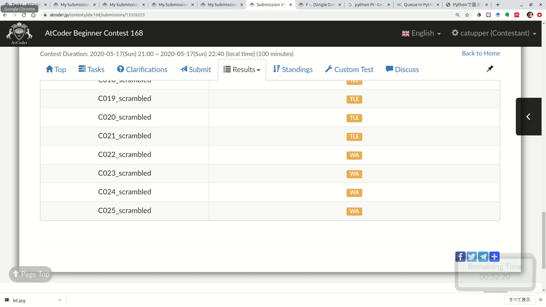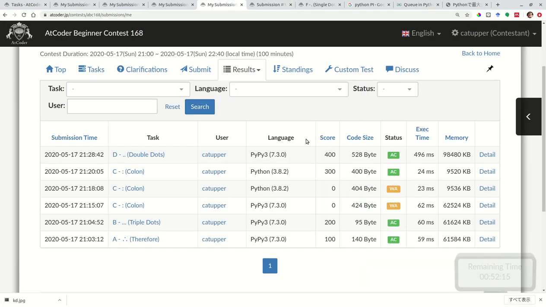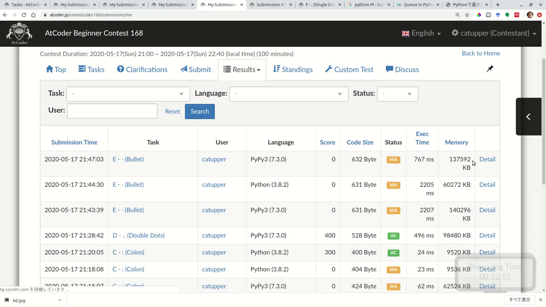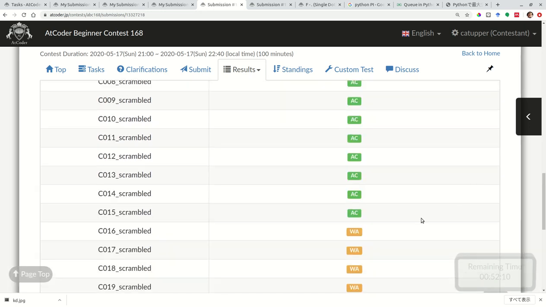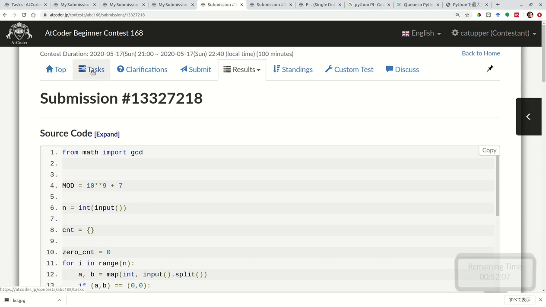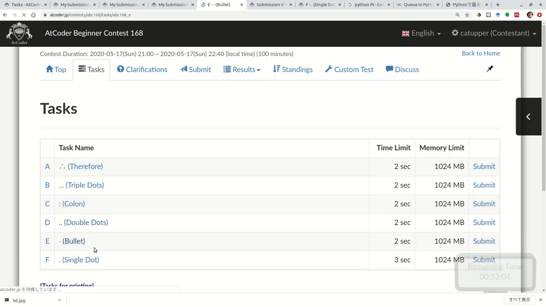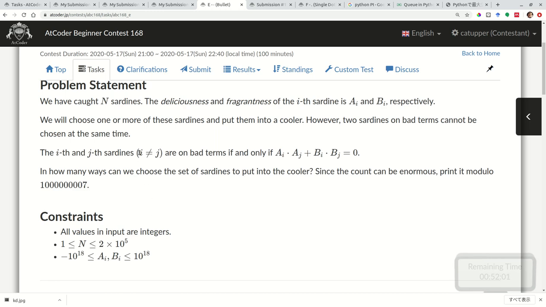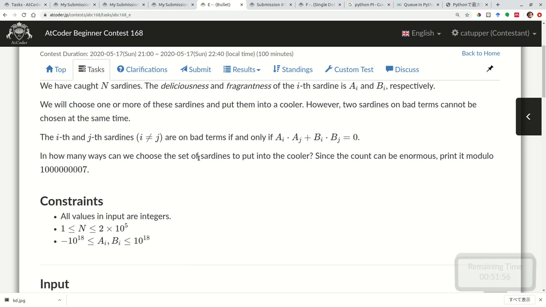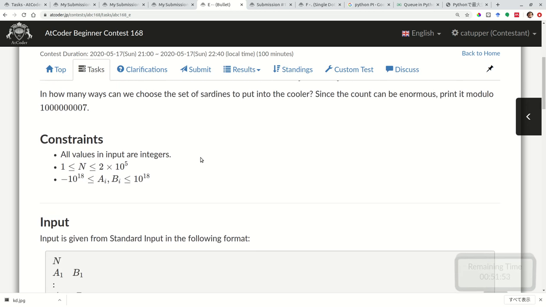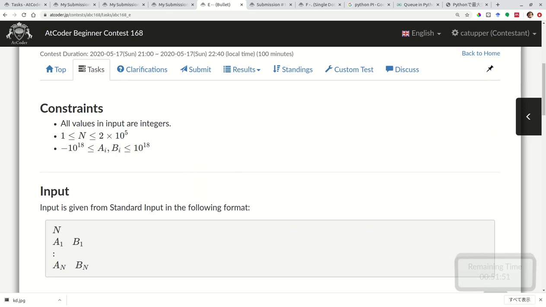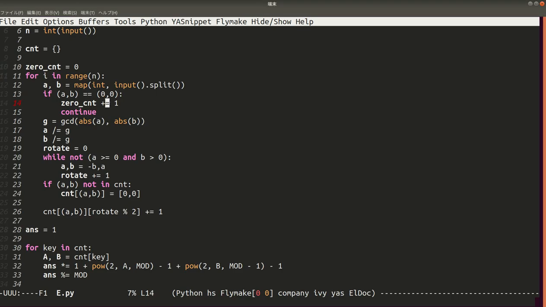Maybe we can, not. Sorry. Yeah, it gets wrong answer. No TLE. No TLE is good news. The wrong answer is bad news. Okay, so we take these different settings. If it's in the same code, it's okay.